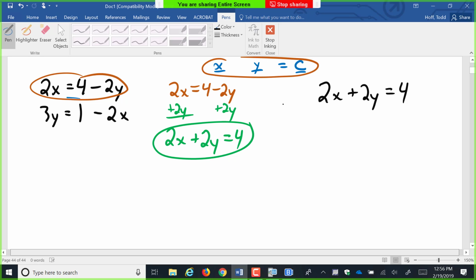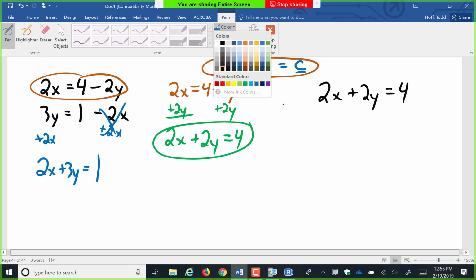Let's look at the second one. What are we going to do there? Add 2x. So 3y plus 2x, I'm going to write that as 2x plus 3y equals 1. So that's going to be our second equation.